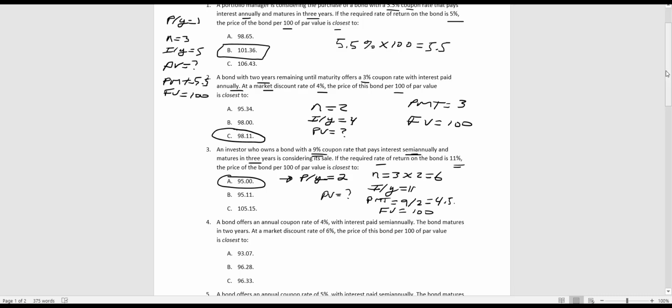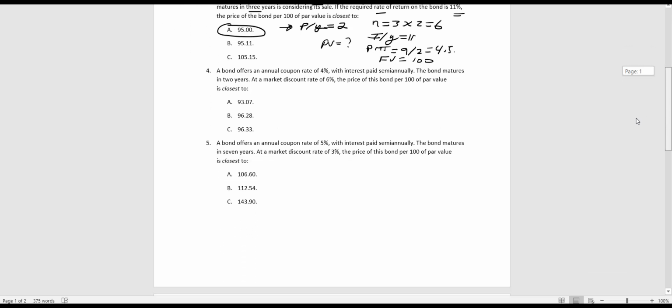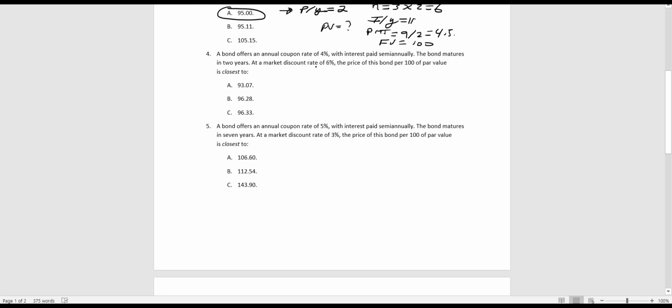So just going to scroll that paper up again a little bit. So in this case, now we're looking at a bond which offers an annual coupon rate of 4%. Again, semi-annual, matures in 2 years, market discount rate of 6%. Priced at 100. So again, the PY, no change to the calculator, is going to be 2. N is going to equal 2 years, that's the X, times periods per year is 2. So N is going to equal 4.